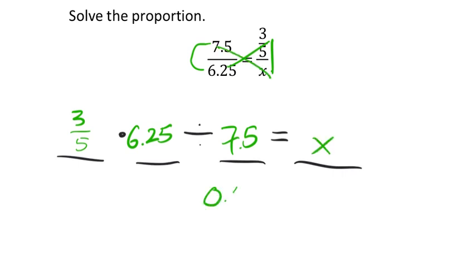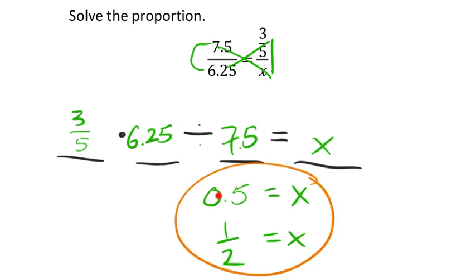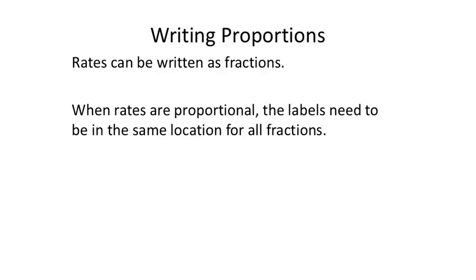If you got 0.5, that's good, because if you got 1/2, that's also good. These have exactly the same value. Just one is in the decimal notation and the other's in a fractional notation. That's it. In the objective, we say you need to be able to write and solve proportions.